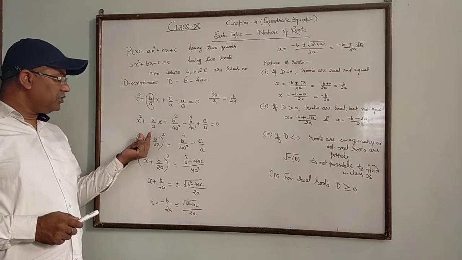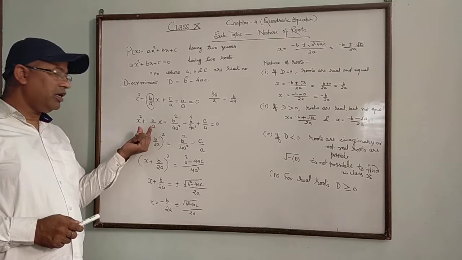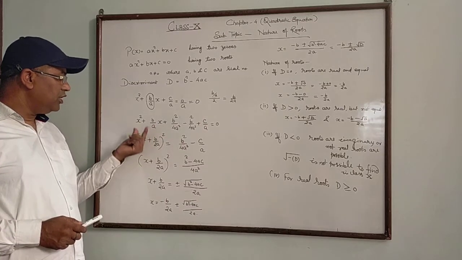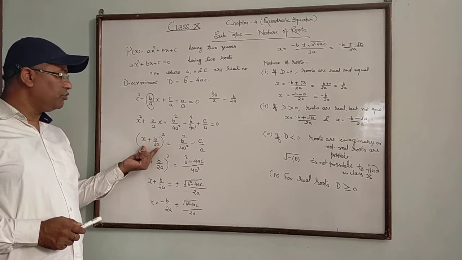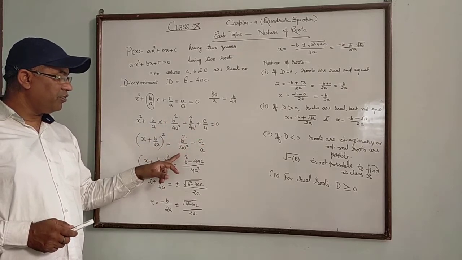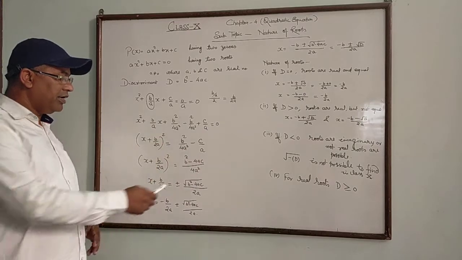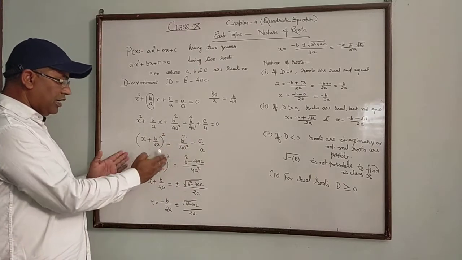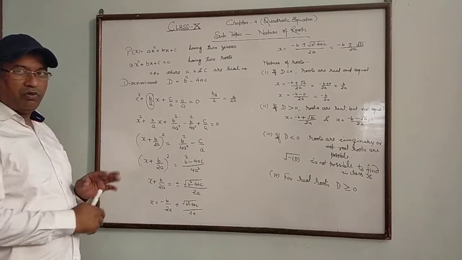It becomes either a plus b whole square or a minus b whole square. Because the sign is plus, it becomes x plus b by 2a whole square. When we transfer to this side, we get b square upon 4a square minus c by a. Taking LCM 4a square, we get b square minus 4ac on this side, and x plus b by 2a whole square on the other.